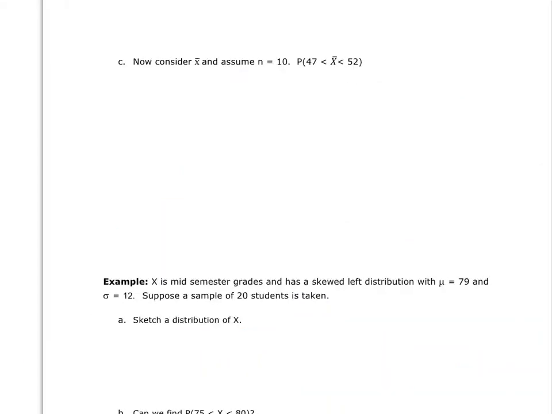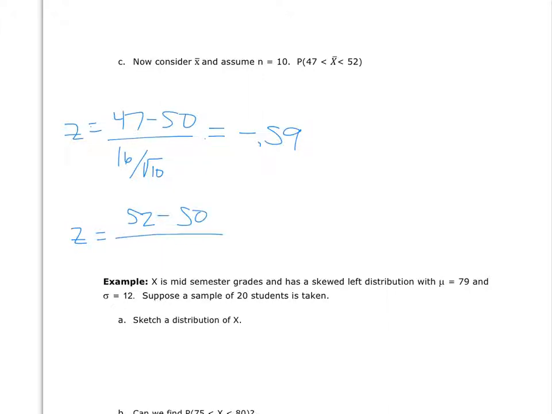Okay, now let's look at the sample mean x bar when n is 10. Same probability values, 47 and 52. Let's find z-scores. So take 47 minus 50 over, now we have a standard deviation of 16 divided by the square root of 10. So we get a z-score of negative 0.59. And then 52 minus 50 over 16 divided by the square root of 10, we get a z-score of 0.4.